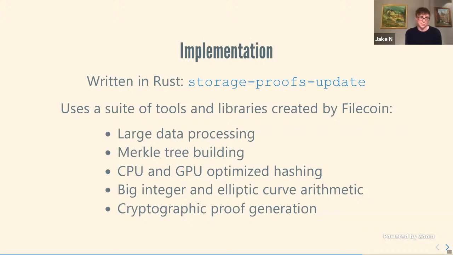And it uses basically all the tools that Filecoin has created in Rust for its other proofs, like proof of spacetime and proof of replication, handling really large data chunks, like 32 and 64 gigabytes, really large Merkle tree building, a whole bunch of optimized hash functions, mostly SHA-256 and Poseidon. And then everything that has to do with cryptographic proofs, a lot of modular arithmetic and big integers and elliptic curve stuff, and all the math that comes along with that. And SnapDeals uses all of it. Next slide, please.